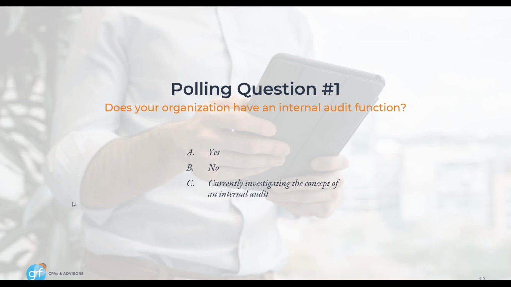All right, with that, we have come to our first polling question. Does your organization have an internal audit function? Yes, no, or currently investigating the concept of internal audit? Please take a moment now to answer.